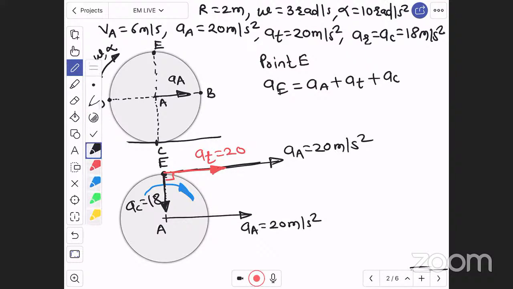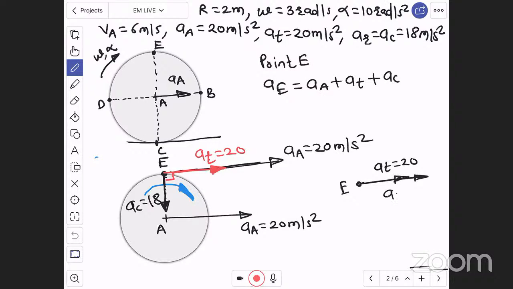Therefore if I see point E, for point E there will be a tangential acceleration towards the right of 20 magnitude, as well as the acceleration of A of 20 magnitude. And in the downward direction, there is a centripetal acceleration AC of 18 magnitude. Can you imagine here? This tangential acceleration will get added to the acceleration of A. They are moving in the same direction, so they will get added.